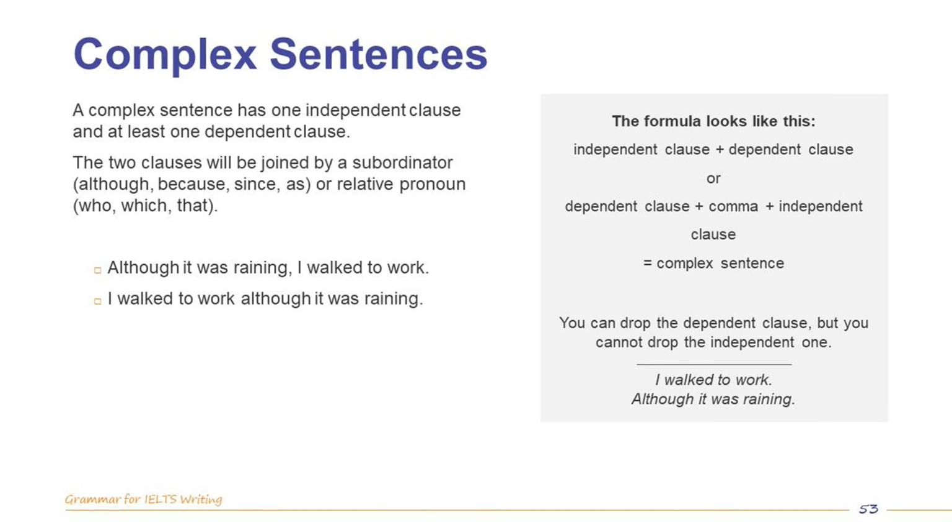In a complex sentence, you can put the dependent clause first or second. It really doesn't matter. However, you should be careful with the punctuation. If the dependent clause goes first in a sentence, it should be followed by a comma. If the independent clause comes first, no comma is needed, as we can see in these two examples. The formula looks like this: independent clause plus dependent clause, or dependent clause plus comma plus independent clause. Either of these makes up a perfectly good complex sentence.